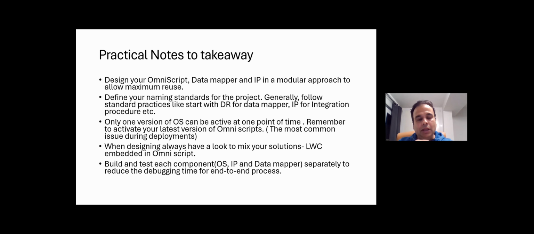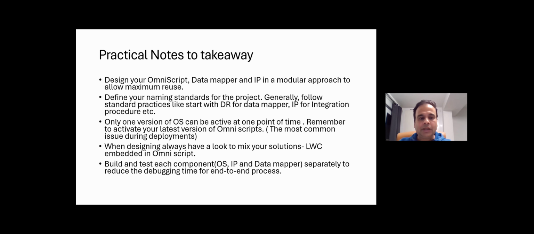Second, as I mentioned, the naming standard is very, very critical for OmniStudio because there are so many components available that very soon you will get lost if you don't follow a naming convention, and it will be very hard to debug or maintain your IP or data raptor and so on. Generally, for data mapper, you start with DR. For IP, you always start with IP.